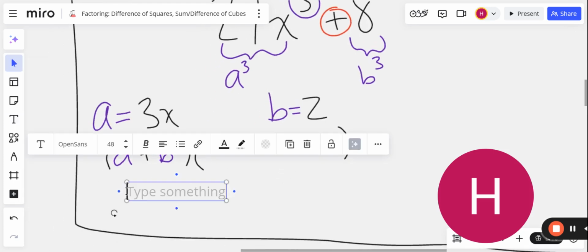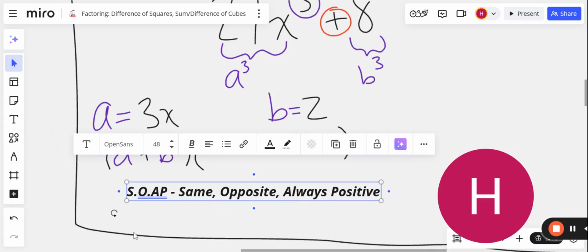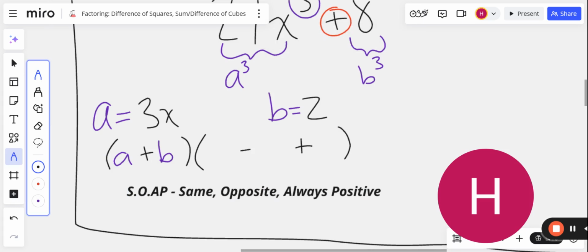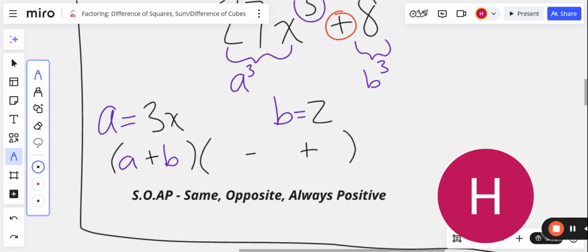In fact, there's an acronym for this. They call it SOAP. And it stands for same, opposite, always positive. And that's a way to help you remember what signs are going to go inside of here. So we have the same sign, it's a sum of cubes. So sum is plus, opposite, negative, always positive at the end. Now what goes in here, this could be kind of tough, but just start with the power of 2. Imagine you have 2 choices, okay? Now for the first option, you're going to make both choices be a. So you're going to choose a, that's a squared.